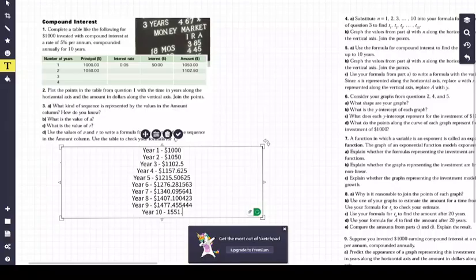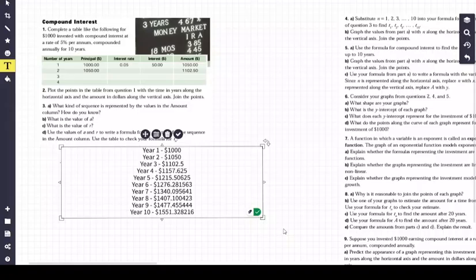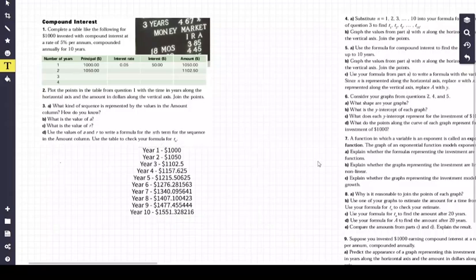And there we go. That's it. This is the entirety of it. So at the end of the 10th year, we have earned, from 1,000, we have earned $551. So we gain at least half of our money.